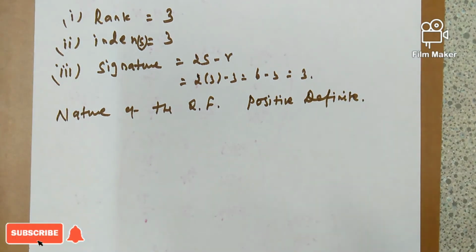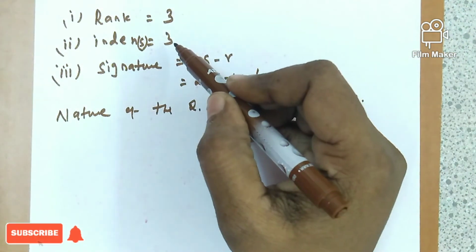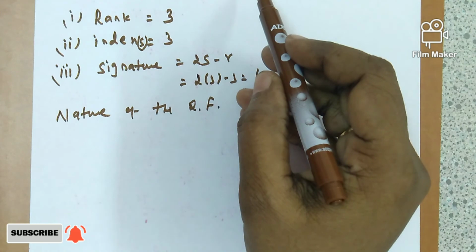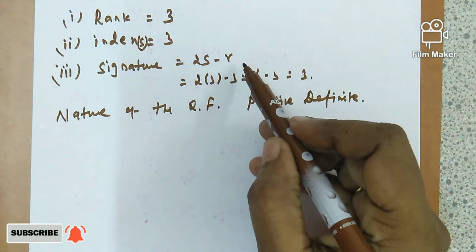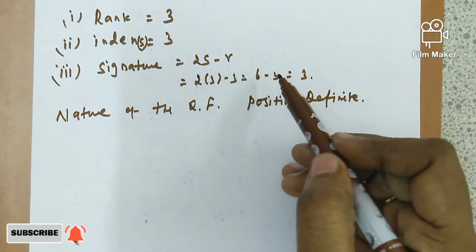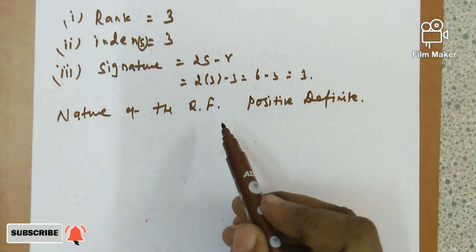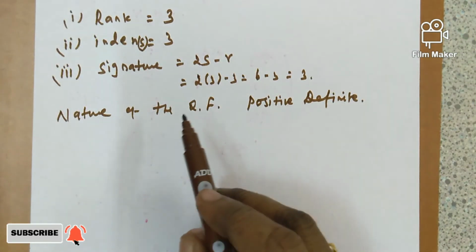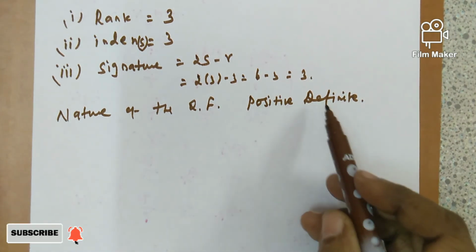So once again I repeat the last part of this question. Rank is nothing but the number of terms in the quadratic form. Here we have 3 terms, so the rank is 3. Index is nothing but the number of positive terms in the quadratic form, which in this problem is also 3. Signature is 2s minus r, where s is the index and r is the rank. Substituting those two values, we get the signature as 3. The nature of the quadratic form always depends upon the eigenvalues. Here all the eigenvalues are positive, therefore the quadratic form is positive definite.